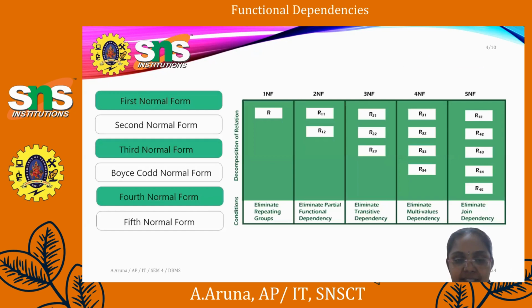These are the various types of normal form: first, second, third, Boyce-Codd normal form, fourth and fifth. In the first normal form, we eliminate the repetitive groups, that is, attributes must be atomic. In the second normal form, we eliminate the partial functional dependencies. In the third normal form, we remove the transitive dependencies. In the fourth normal form, multi-value dependency is eliminated. In the fifth normal form, join dependency is eliminated.